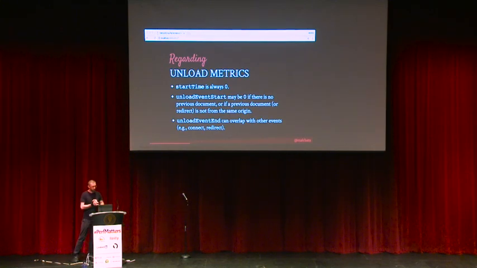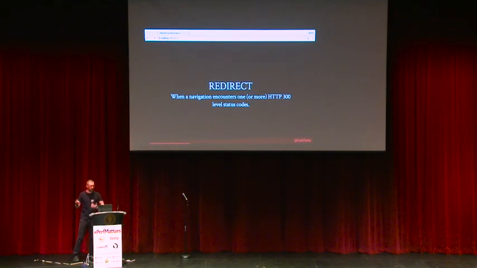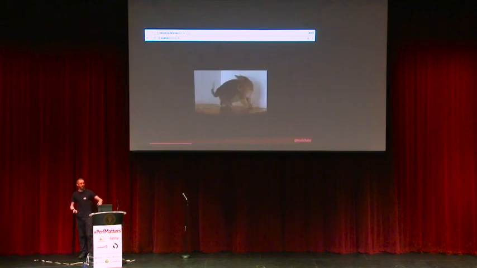Next, we'll talk about the redirect phase. Redirects are important, right? It's when a navigation encounters one or more HTTP 300-level status codes. Where performance is concerned, this is important because we can be left chasing our tail if there are too many redirects. And this is what it looks like visualized.